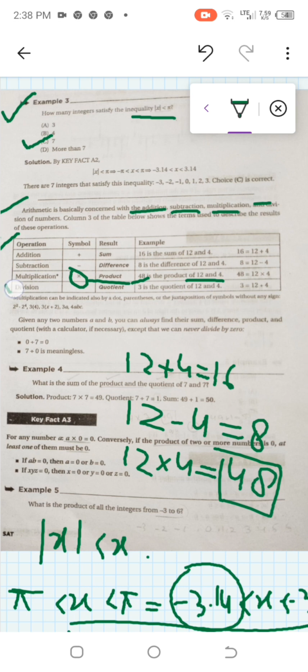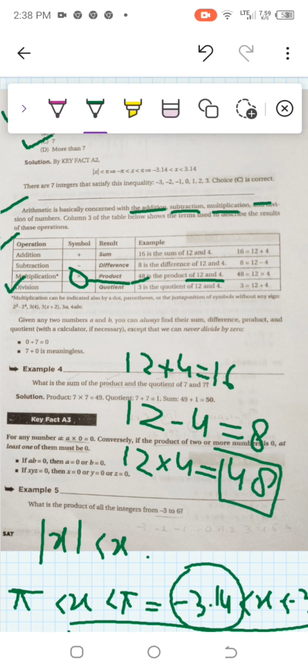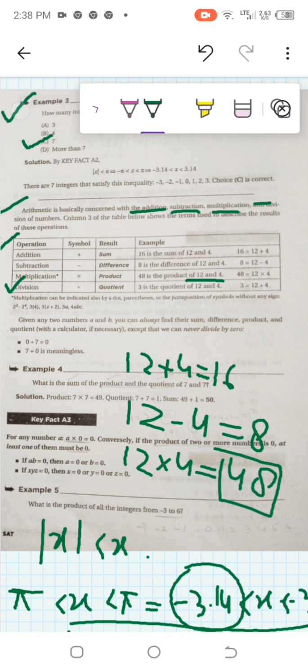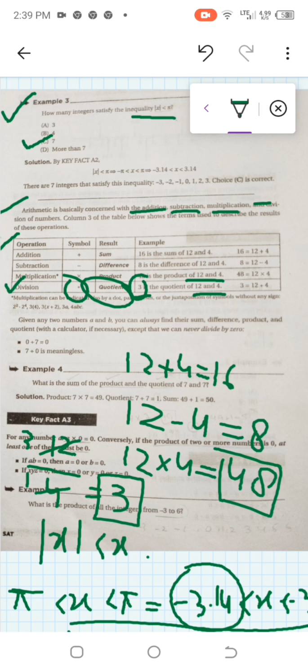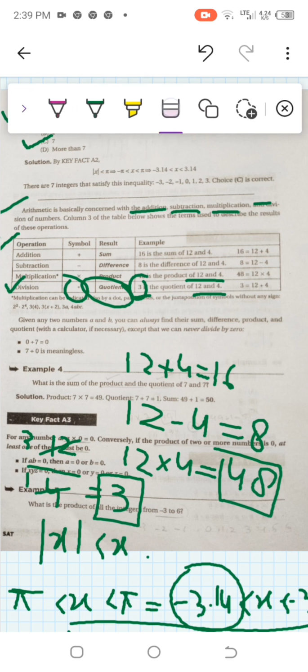Fourth we have division. In this, the symbol of division is divide, and this is basically the quotient. कितना बचा है? तो 3 is basically the quotient of 12 and 4, because when we divide 12 by 4, 4 1s are 4, 4 3s are 12. So 3 is basically the quotient of 12 and 4. I hope this basic table of addition, subtraction, multiplication and division is clear to you guys. Okay.